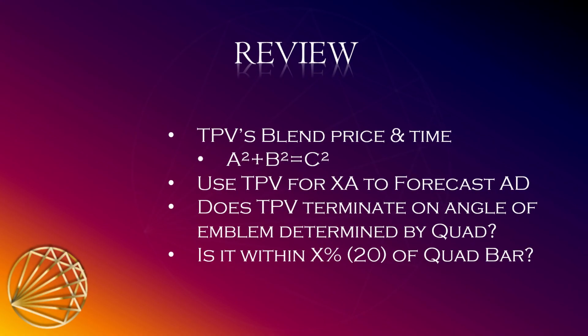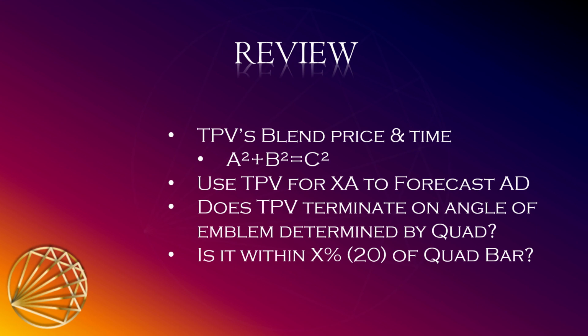So let's review what we've covered in this session. We talked about time price vectors, and what they do is blend price and time together. We compared that with Gann's methods of comparing just price with time and looking for a relationship between the two. It's actually better if you blend the two of them together on each one of the legs that we're considering. All we're trying to do is find the end of a correction, or in our case, the D point. So we're going to use the TPV for XA and use that information to forecast the completion of the D point, to forecast the AD vector.